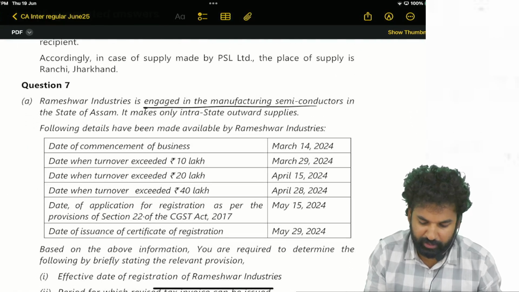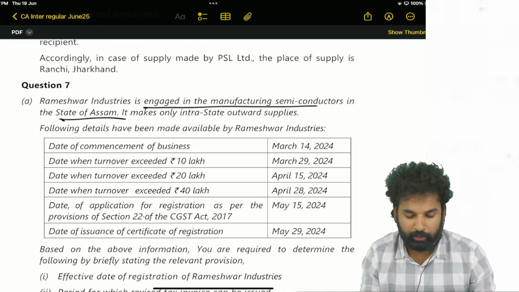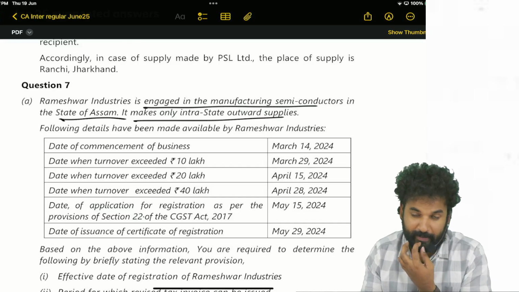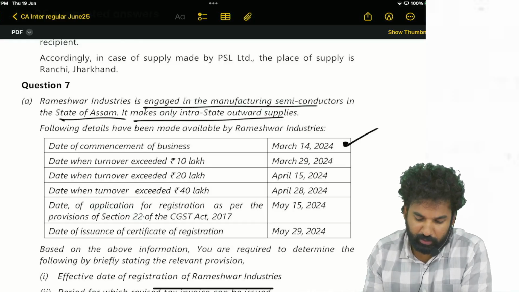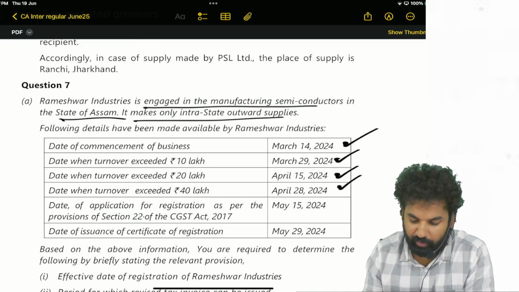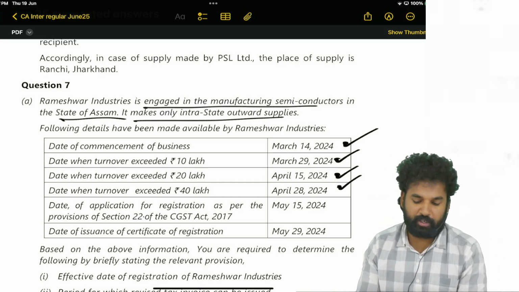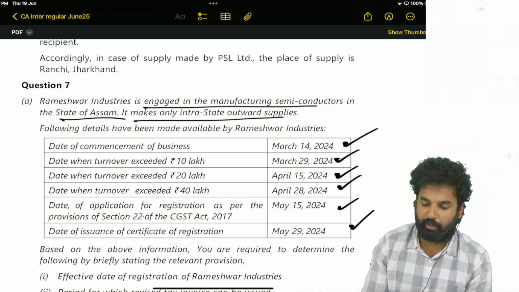Rameshwar Industries engaged in manufacturing of semiconductors in the state of Assam. It makes intrastate outward supplies. Okay, Assam, intrastate outward supplies. Date of commencement of business 14th March. Turnover exceeded 10 lakhs on 29th March. Turnover exceeded 20 lakhs on 15th April. Turnover exceeded 40 lakhs on 28th April. Okay, so date of application for registration is 15th May. Issuance of registration is 29th May.